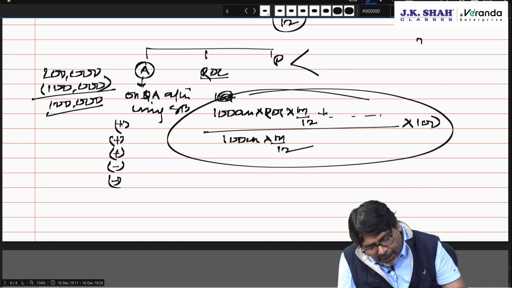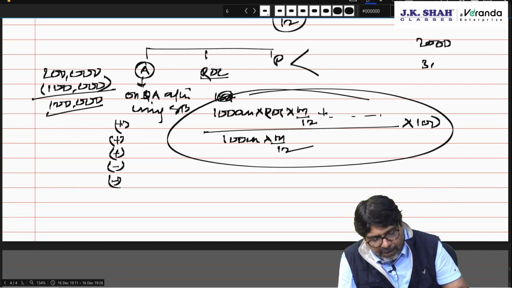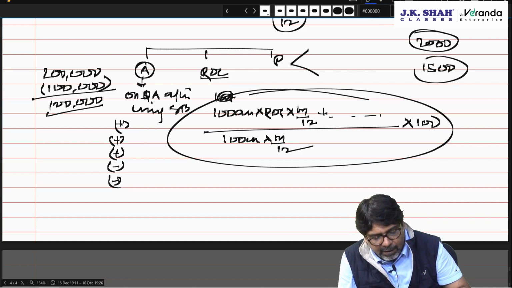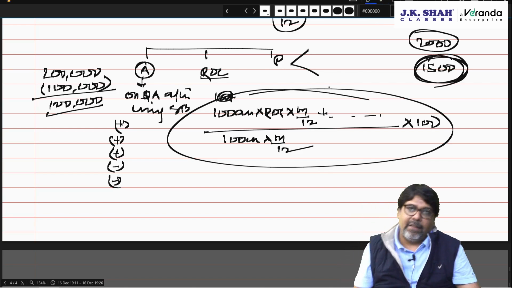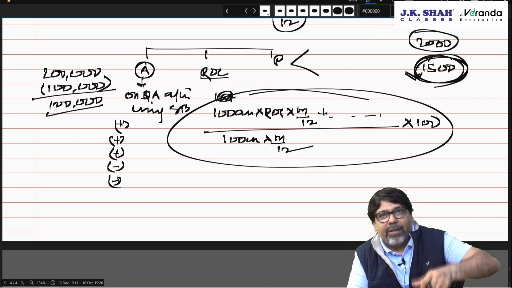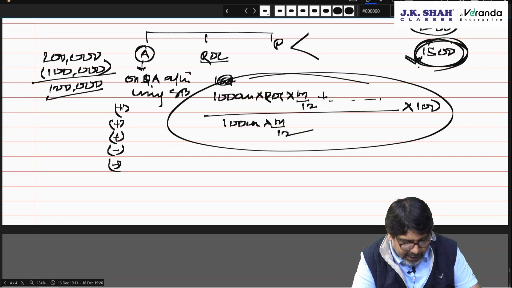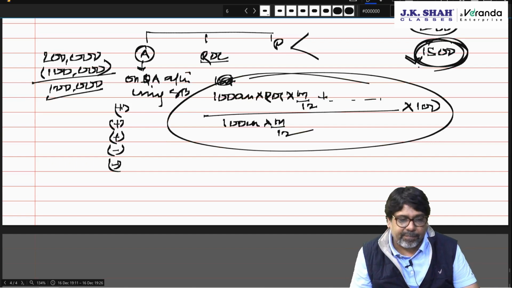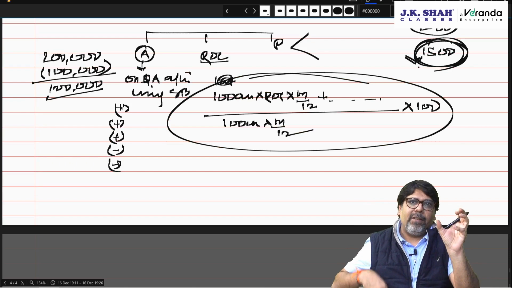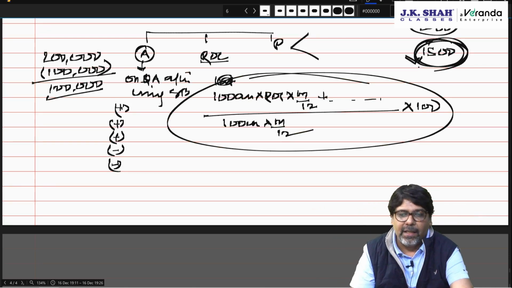Suppose total interest comes to 2,000 but you have paid 3,000, you will consider 2,000. But if the total interest you have calculated is 2,000 but current year interest is coming to 1,500, then you will take 1,500. Am I clear? Because your total borrowing cost cannot exceed the actual borrowing cost for the current year. Now, what is the total borrowing cost to be capitalized? Specific borrowing cost plus general borrowing cost added.